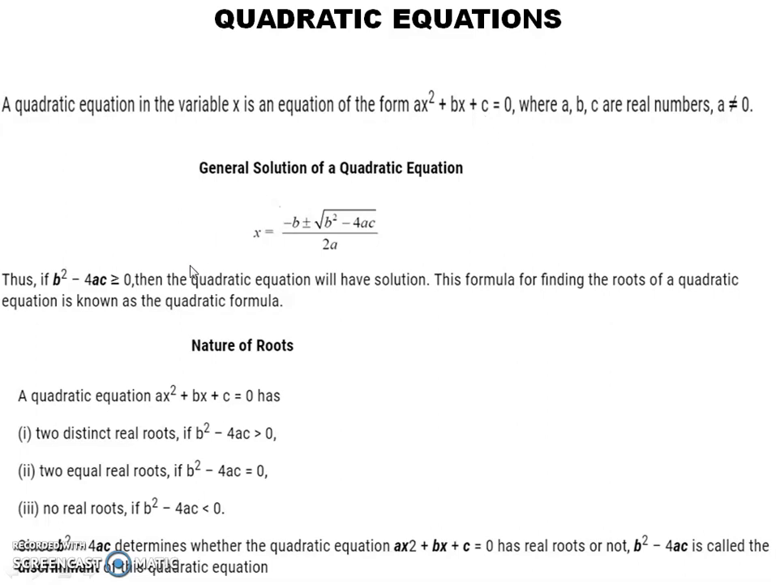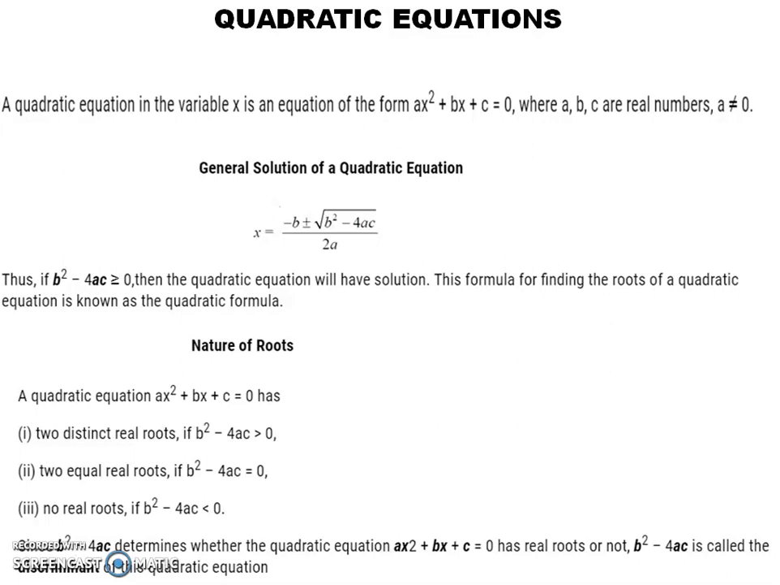Analyzing the questions which we have done so far, we come to the following conclusions. That is, if b square minus 4ac is greater than or equal to 0, then the quadratic equation will have solution. This formula for finding the roots of a quadratic equation is known as the quadratic formula. This formula is used to find the roots of the quadratic equation.